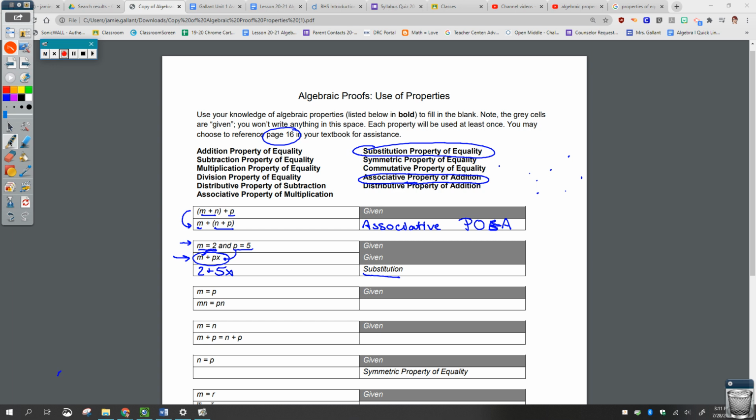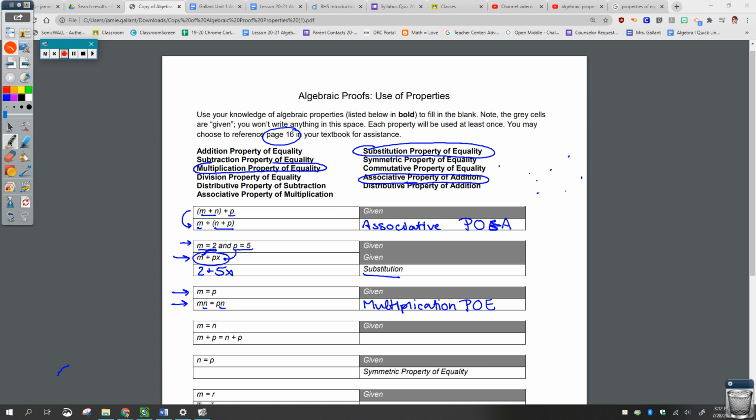Okay, let's look at our next example. We have M equals P and Mn equals Pn. If you look, I now have an N on either side. How did that N get there? If I have two letters side by side, that means I've multiplied. So I multiplied each side by N. That's the multiplication property of equality. I cannot spell, this is why I teach math. That would be right here.